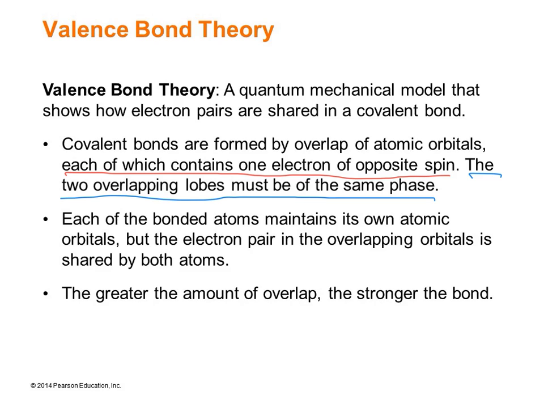Another way of thinking about it: two nuclei are brought so close together that the two electrons have a significant probability of belonging to either nucleus. I don't want to say equal, because that would be evil.